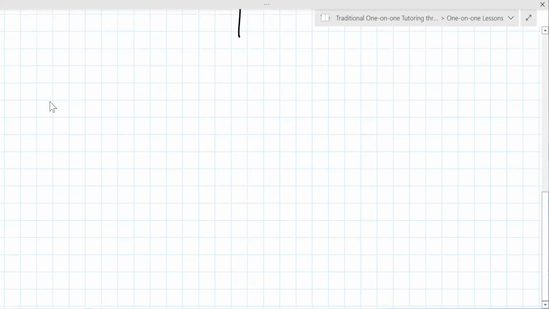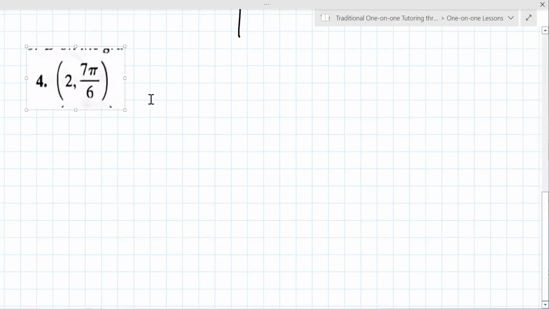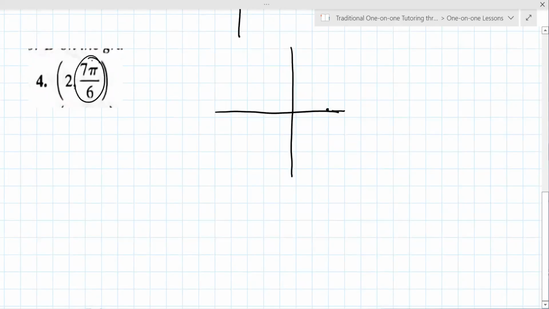We'll come back and do the negatives. Okay, so number 4 here, it's 2, 7 pi over 6. My preference again, and this may not be how you see it in class, is always to figure out from the starting position where this angle is. Where is 7 pi over 6 on the unit circle? By now you're supposed to know it's there. That's 7 pi over 6 in the third quadrant.